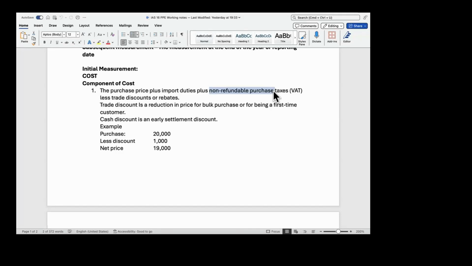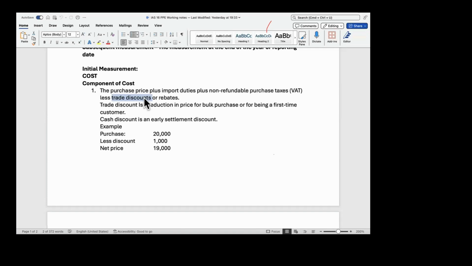If it's refundable back to you, then you cannot add that VAT element as part of the cost of your PPE. I also emphasized trade discounts or rebates. I told you that there is a huge difference between a trade discount and a cash discount. A trade discount is a discount or reduction in price for bulk purchase or for being a first-time customer. And more importantly, a trade discount is a reduction in price that you get outrightly or immediately. In fact, the reduction is reflected immediately on your invoice, and you are expected to pay the net immediately or even later.